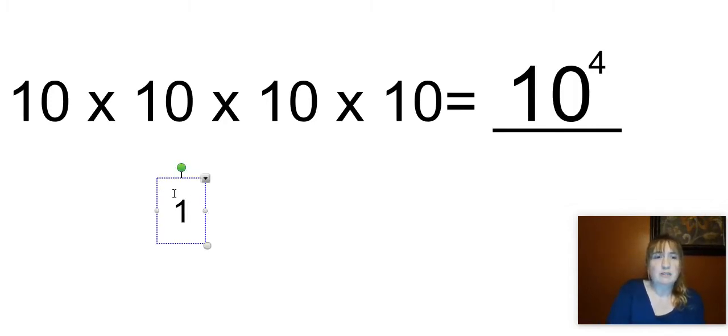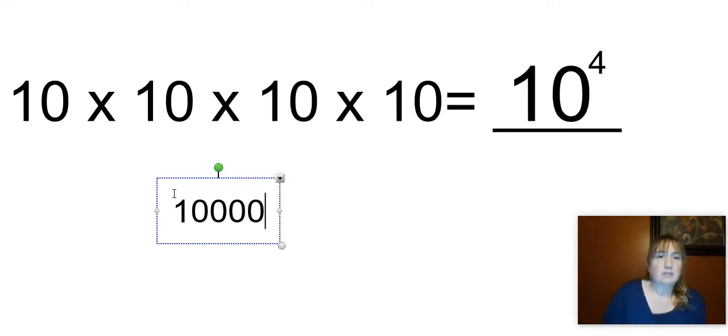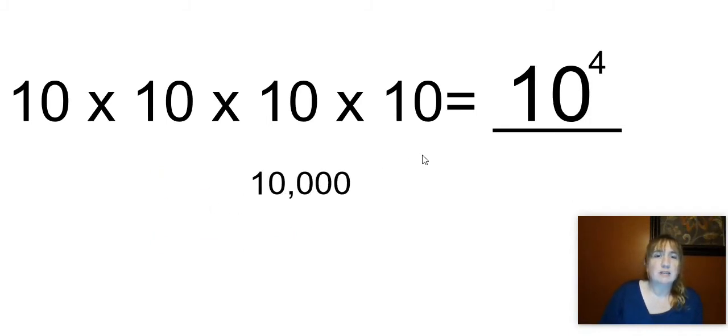I put down my 1 and 1, 2, 3, 4 zeros. After I'm done putting my zeros in, I'm going to go back and put in my comma so I know my answer is 10,000.